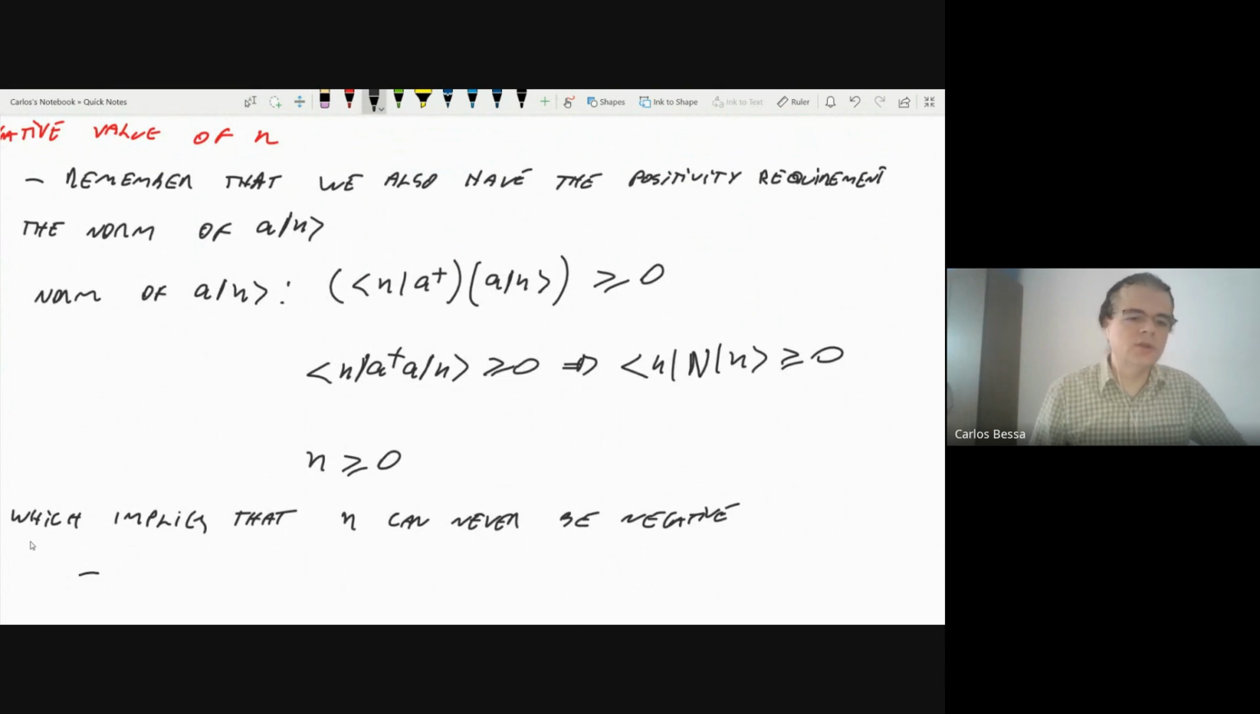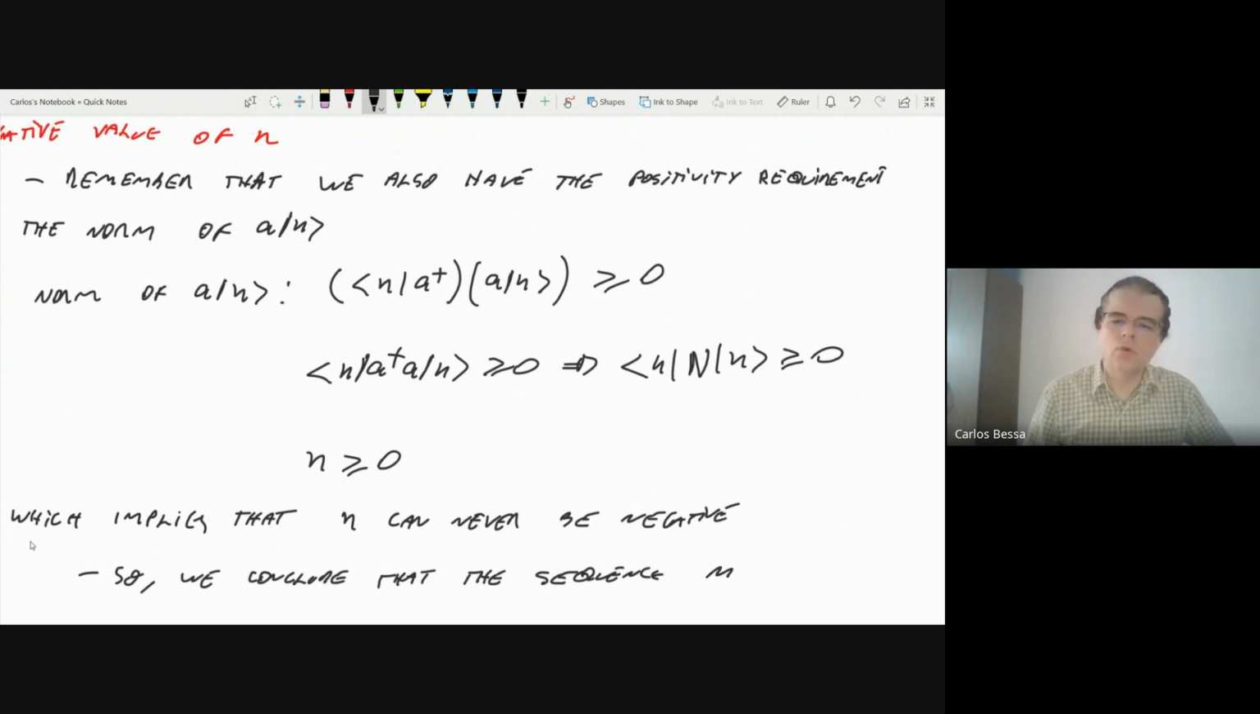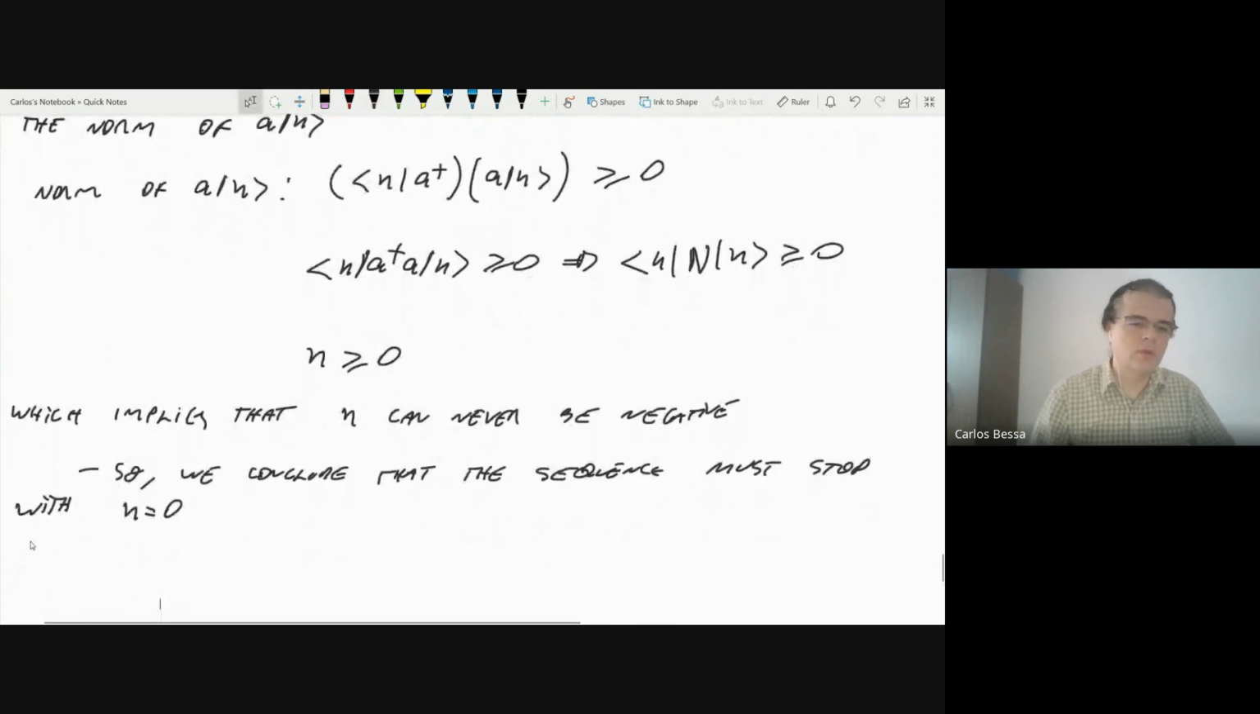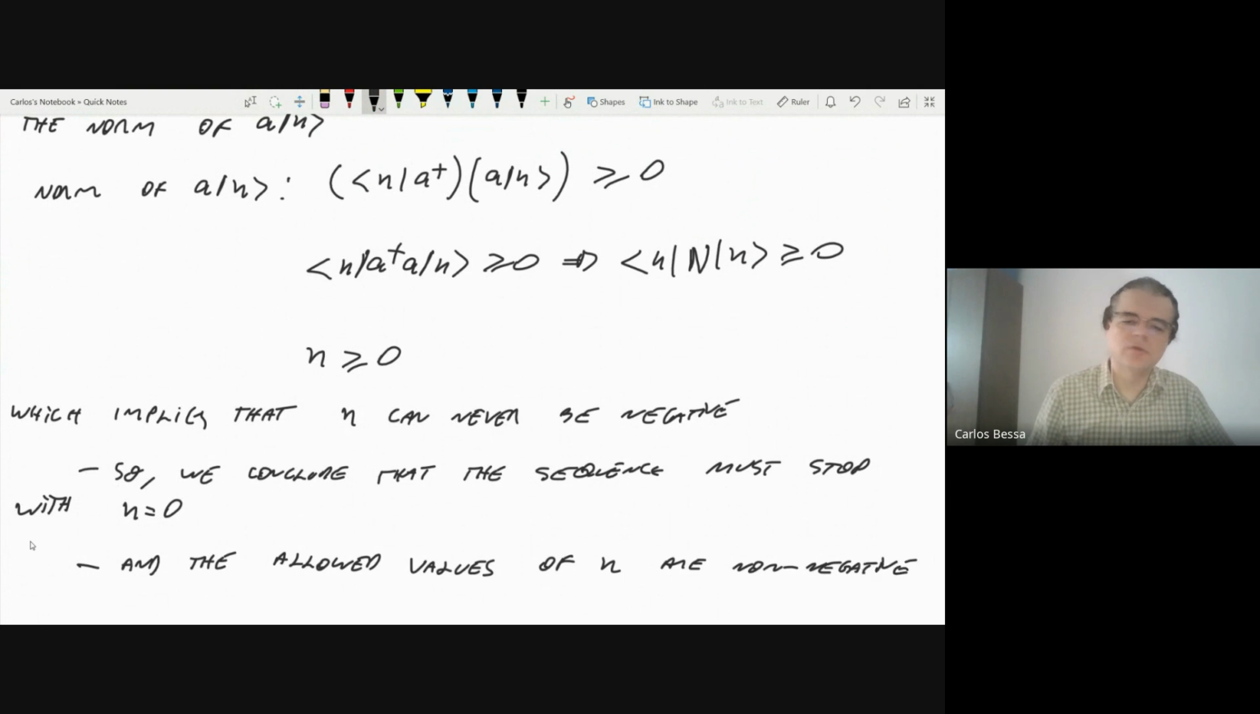So we conclude that the sequence should stop, or must stop, with n equal to 0, and the allowed values of n are non-negative integers.